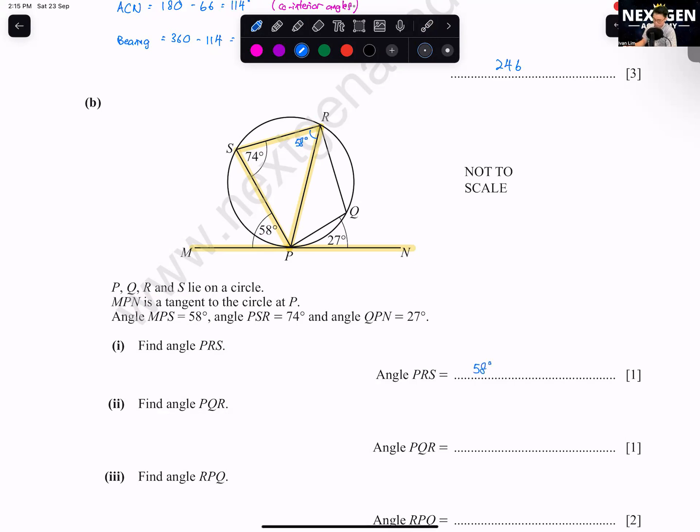Okay, next one, angle PQR. This one is called alternate segment. You all can write down the reason. Alternate segment. Okay, PQR. How to find PQR? This one is called a cyclic quadrilateral. So 180 minus 74, you get 106. Okay, this is called a cyclic quadrilateral.